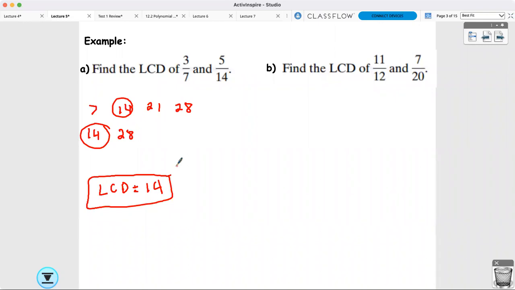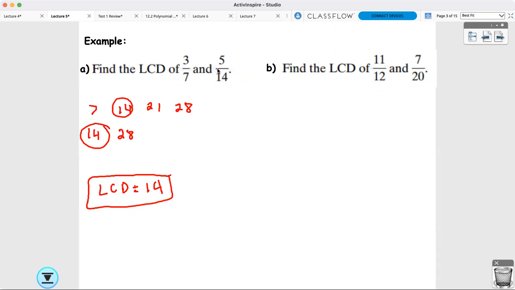Any questions on what we did here? We're just looking at the two bottom parts of the fractions. We're not changing the values of the fractions here. The objective of this lesson is finding the LCD.